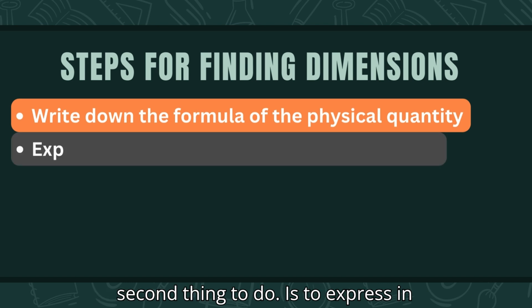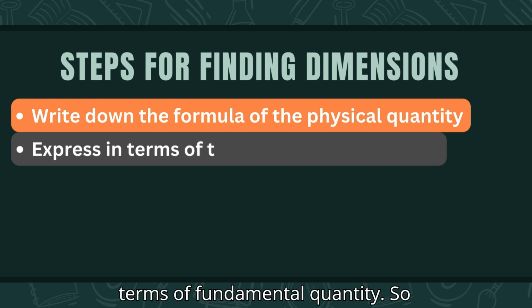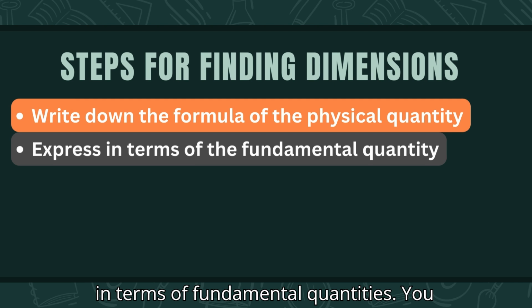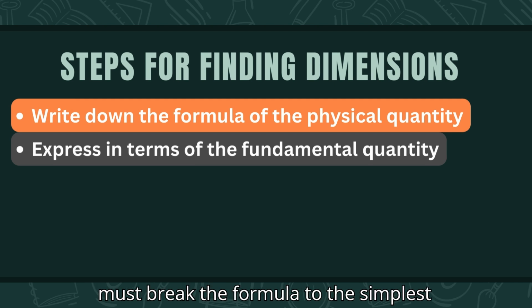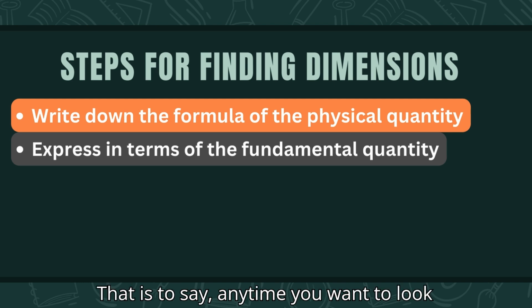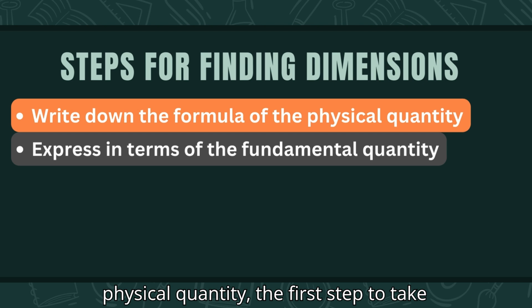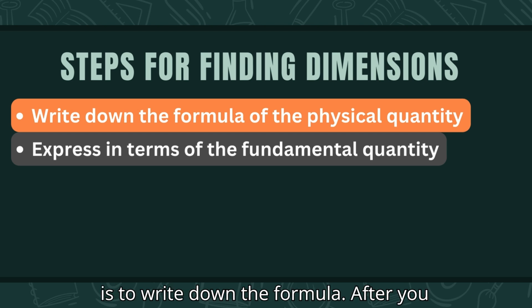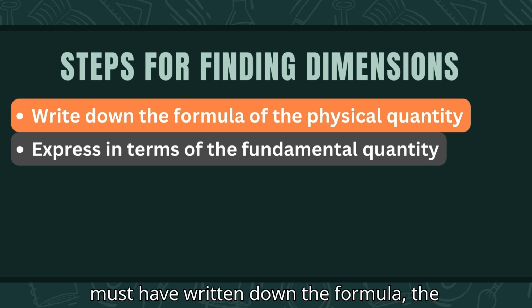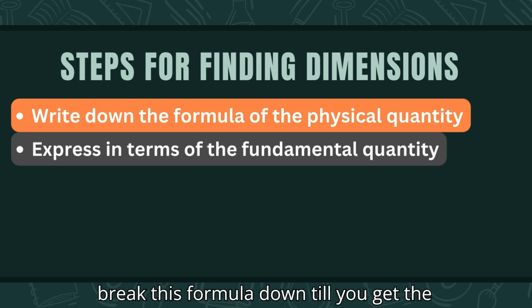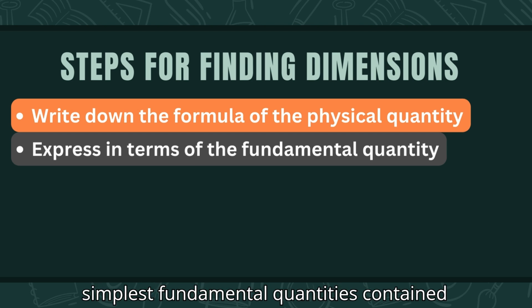After writing down the formula of the quantity you want to compute its dimension, the second thing to do is to express it in terms of fundamental quantities. So here you express that formula in terms of fundamental quantities. You must break the formula down to the simplest fundamental quantities. That is to say, anytime you want to look for the dimension of a particular physical quantity, the first step to take is to write down the formula. After you must have written down the formula, the second step to take, you now begin to break this formula down till you get the simplest fundamental quantities contained in the formula.